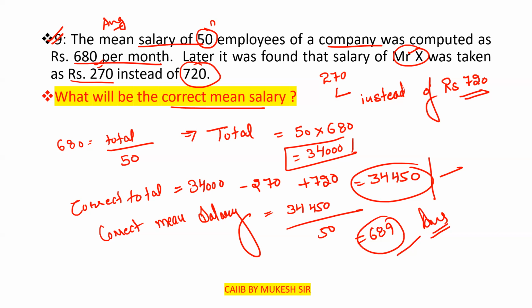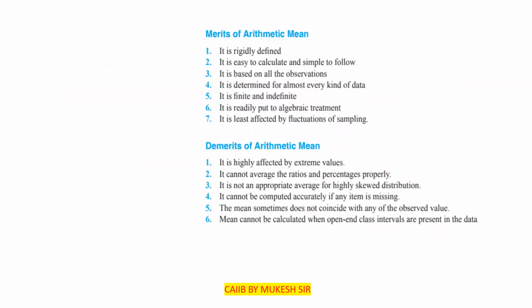Now we will move towards some other points. What are the merits and the demerits of the arithmetic mean? Let's discuss. First, it is rigidly defined. It is easy to calculate and simple to follow. It is based on all the observations. It is determined for almost every kind of data. We just have to add and divide by the total number. It is finite and definite. It is readily put to algebraic treatment, and it is least affected by the fluctuation of sampling.